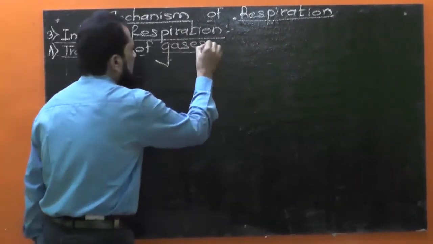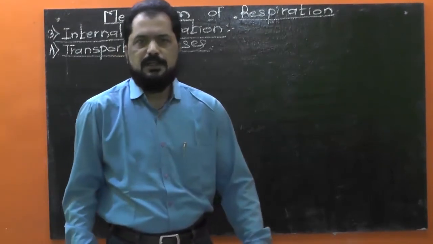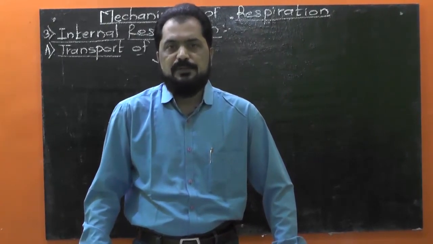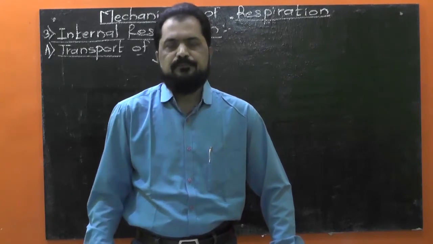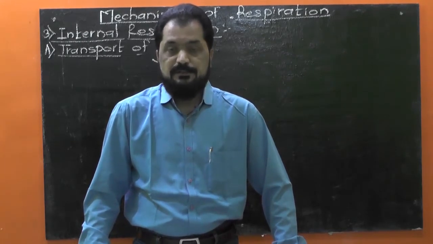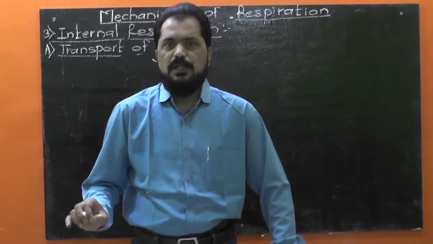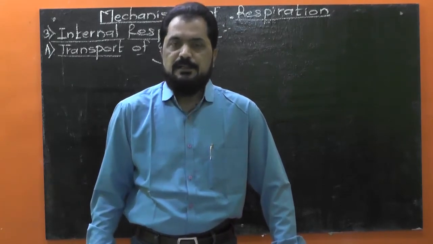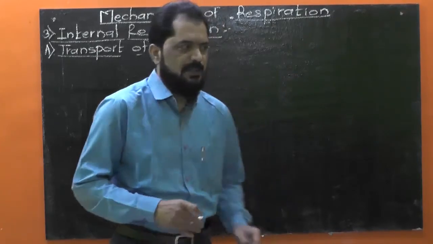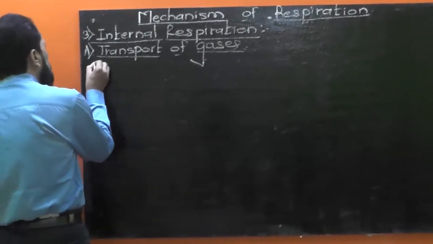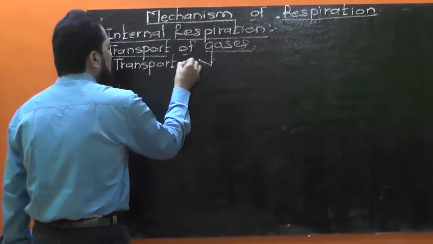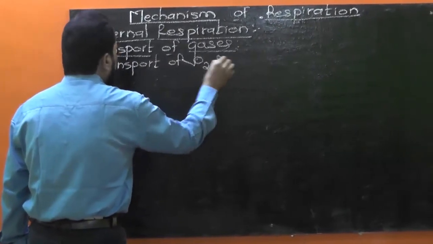We know that the transportation of oxygen and carbon dioxide in the body of a human being is carried out with the help of the circulating fluid, that is blood. Blood carries the oxygen from the lungs, that is the respiratory surface, up to each and every tissue cell, and carbon dioxide from tissue cells up to the lungs. First of all, let us talk about the transport of oxygen.